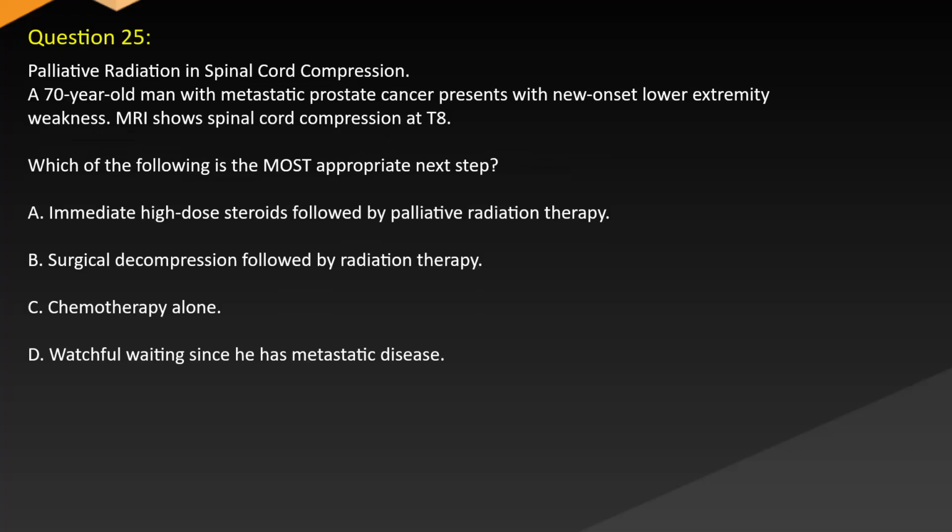Question 25. Palliative radiation in spinal cord compression. A 70-year-old man with metastatic prostate cancer presents with new onset lower extremity weakness. MRI shows spinal cord compression at T8. Which of the following is the most appropriate next step? A. Immediate high-dose steroids followed by palliative radiation therapy. B. Surgical decompression followed by radiation therapy. C. Chemotherapy alone. D. Watchful waiting since he has metastatic disease.